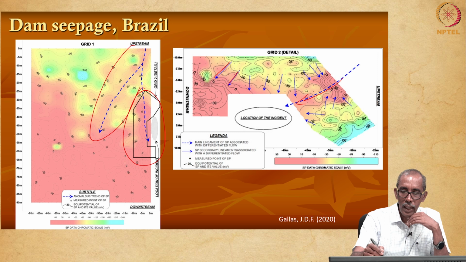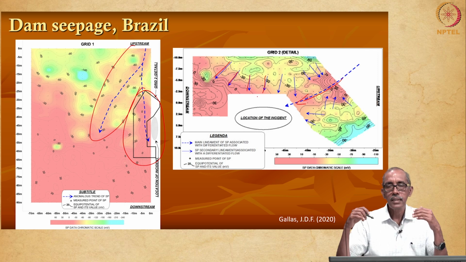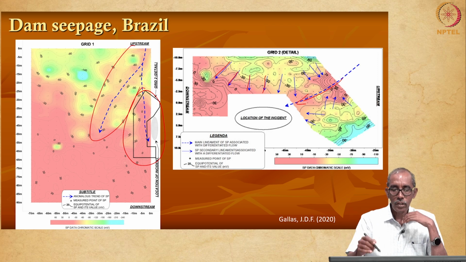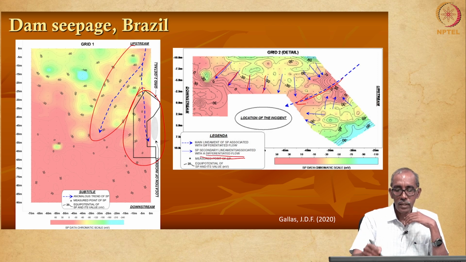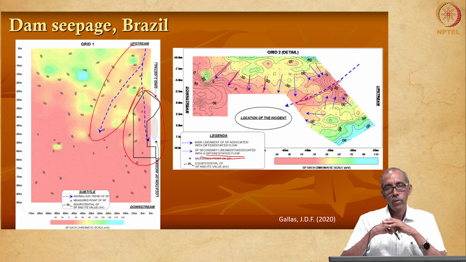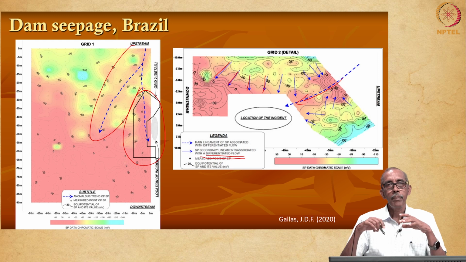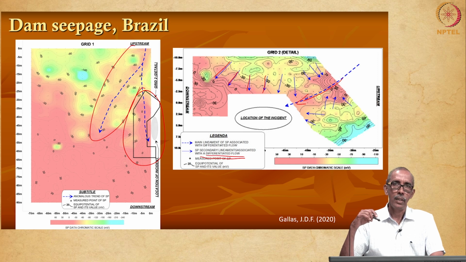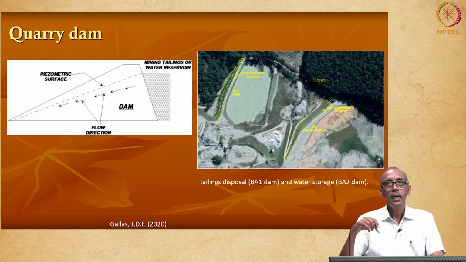Here are some directions where there is a significant trend or variation in the values of cell potential, possibly associated with the differential groundwater flow. So, this is how the cell potential method has been used to detect the possible zones along which leakage takes place in an earthen embankment.